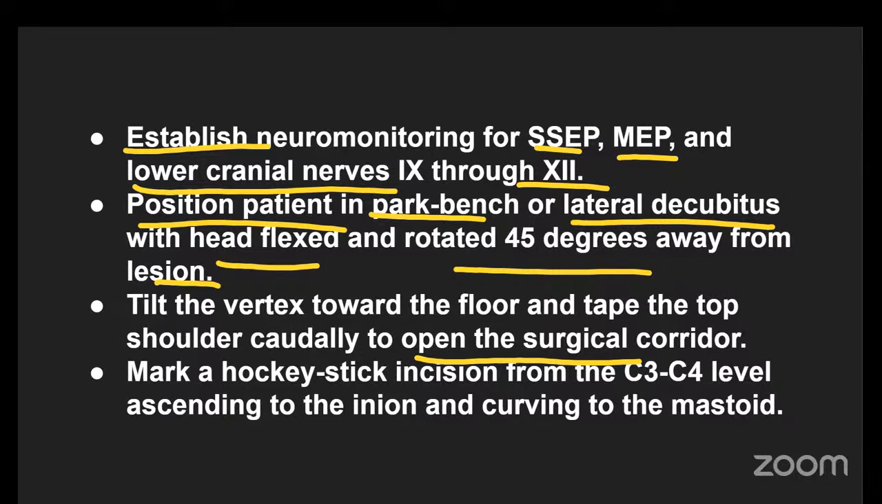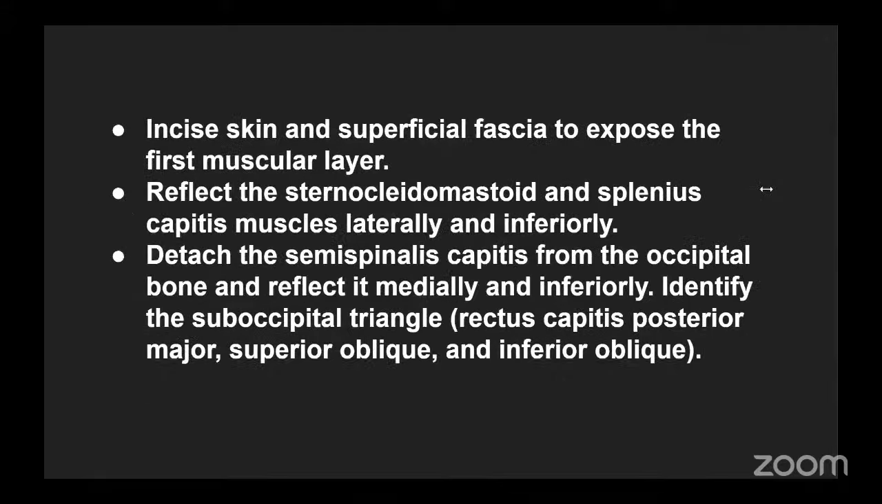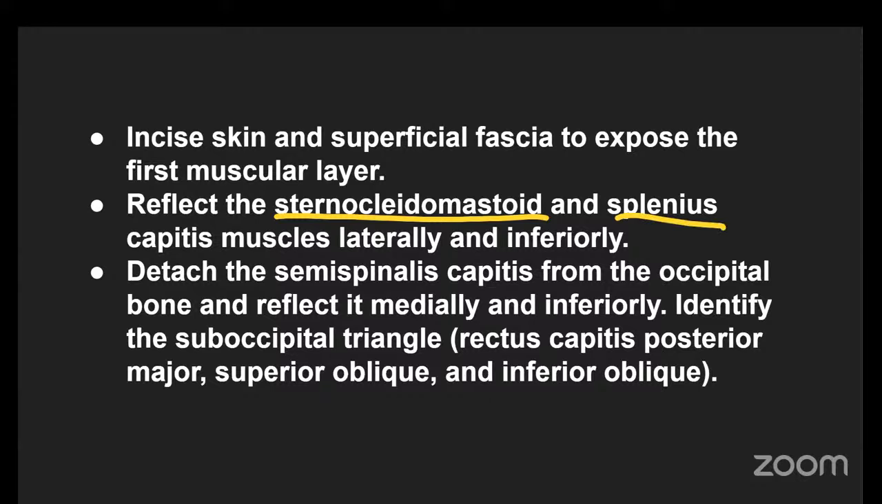The incision was easy. Make a hockey stick incision from the inion to the C3, C4 level. We clear this. We incise the skin, then we incise the superficial fascia, and we expose the first muscle layer. What was the first muscle layer? You all remember by this point, right? Sternocleidomastoid and splenius capitis. This was the first layer.